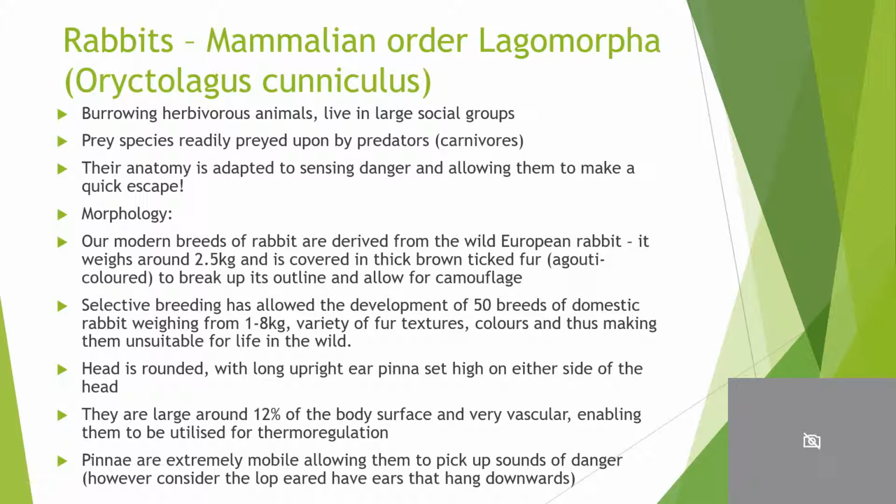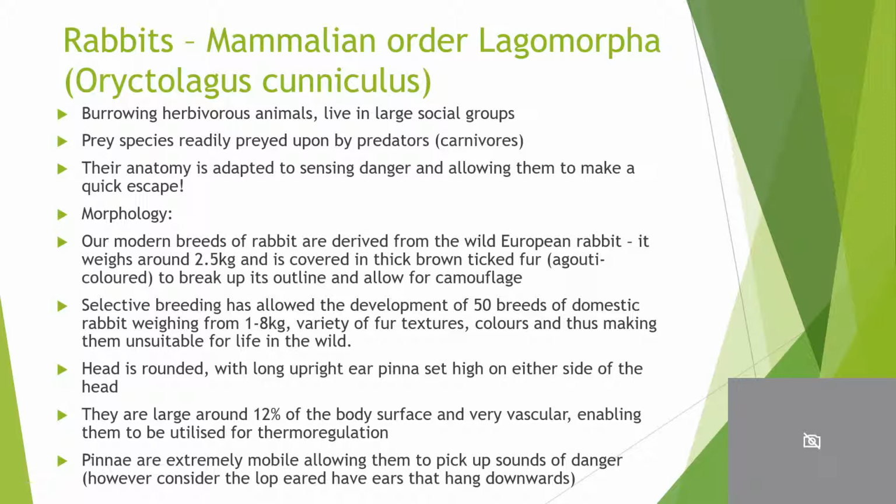The European wild rabbit would have had a rounded head with long upright ear pinnae set high on either side of the head. Those ears were large, making up around 12% of the body surface, and very vascular, thus that really enabled them to be utilised for thermoregulation of the animal.